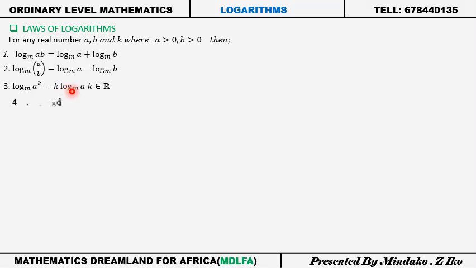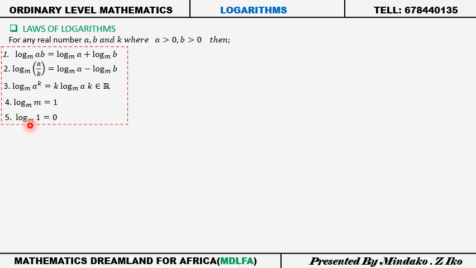For law 4, the log of m to the base m is just equal to 1. For example, the log of 5 to the base 5 will give you 1. Law 5 says the log of 1 to the base m is just equal to 0. Provided the number here is 1, whatever the base, say 100, 1000, 200, whatsoever, the answer will be 0.